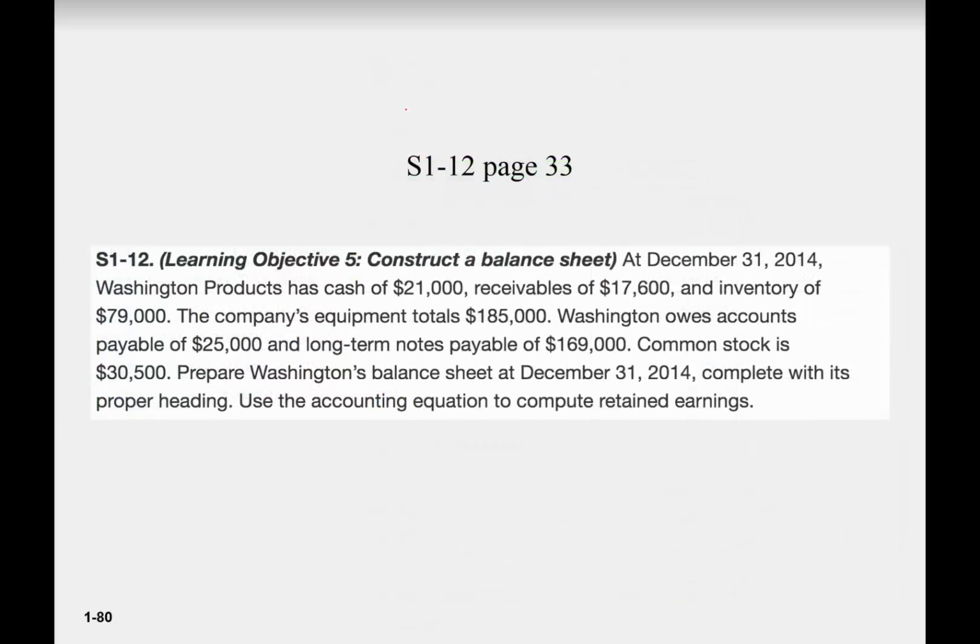Stop at this point now and complete this exercise 12. This is also in your practice problems in my accounting lab, and be sure you understand that.